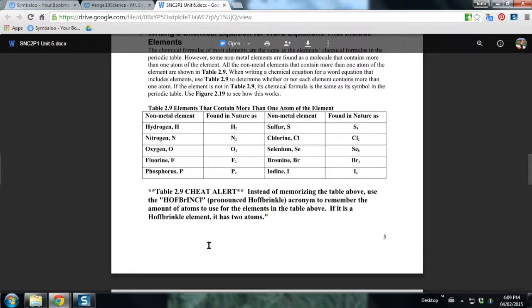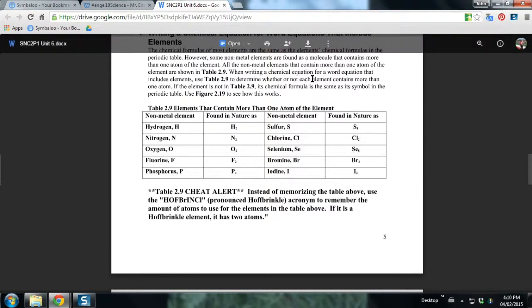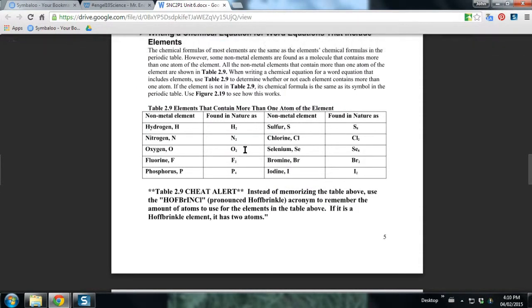And a good way that we can do that is by using the Hofbrinkel. Any of the elements hydrogen, oxygen, fluorine, bromine, iodine, nitrogen, and chlorine all have a value of two atoms when they are found in nature. So whenever we're writing the chemical equation for a word equation that includes any of these elements, that's the atom count. You do not use the periodic table to count the atoms.